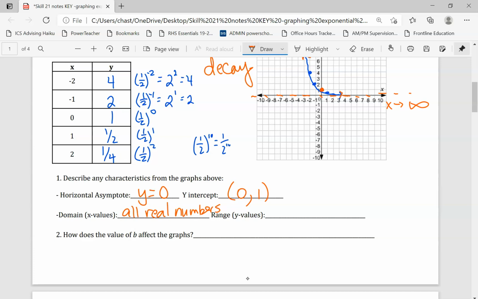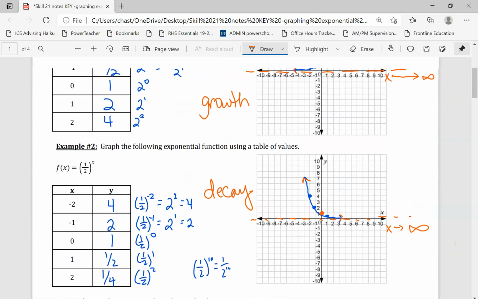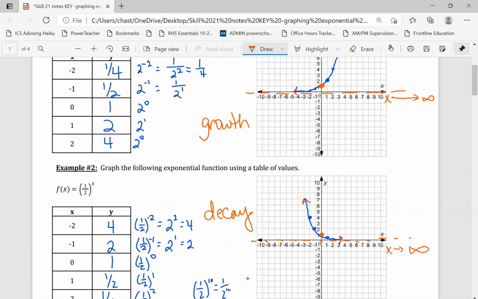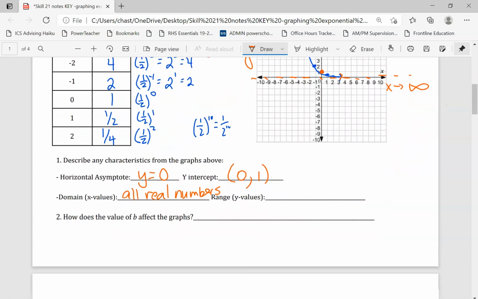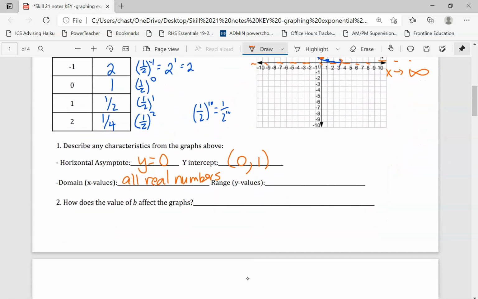The range is going to be the y values that we can have. Now, if you notice on both of these graphs, they never go below the x-axis. So we can't have negative y values. So for the range, we'd say y is greater than 0. Okay, it can't be equal to.